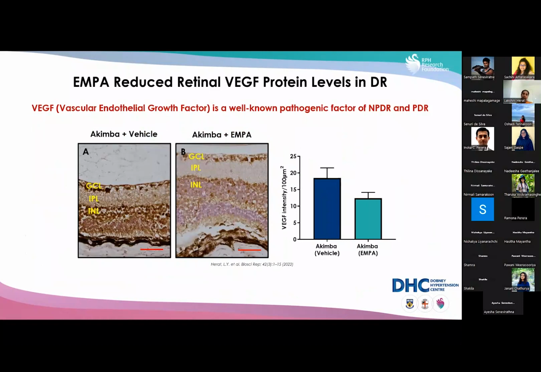We then looked at the well-established marker of the pathogenesis of diabetic retinopathy in both non-proliferative and proliferative diabetic retinopathy stages, which is vascular endothelial growth factor. As you can see here, although it was not significant, there was a reduction in the VEGF levels in the EMPA-treated animals when compared to the vehicle-treated Epstein-Barr mice.